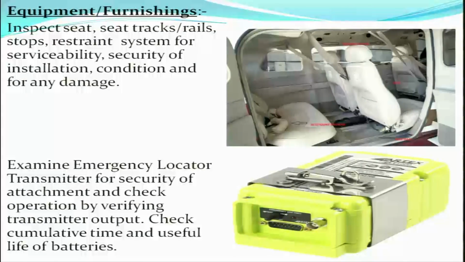We need to check the seats. We need to check these tracks or the rails, their stops and the restraint system. We need to check these belts for security, installation, condition and for any damage. Apart from this, we check the emergency locator transmitter, the ELT, for security of attachment and check operation by verifying transmitter output. Check cumulative time and useful life of batteries.